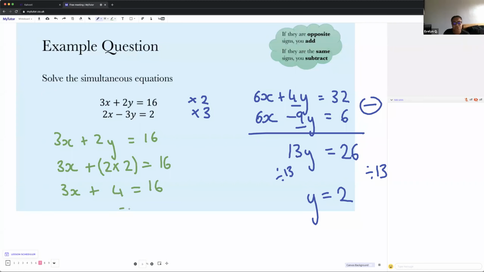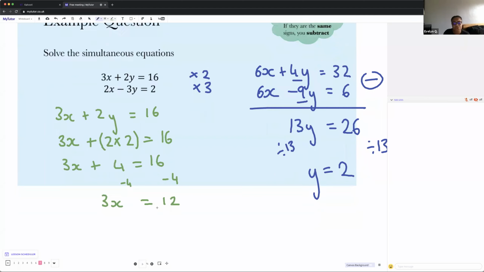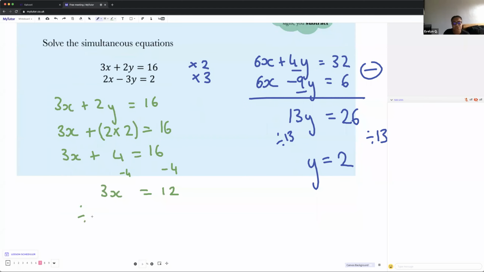And then I can subtract 4 on both sides. So continuing to solve, just like we did yesterday. 16 minus 4 is 12. And then I divide both sides by 3. So I got x equals, and 12 divided by 3 is 4. So x equals 4. So my answer would be x equals 4 and y equals 2.